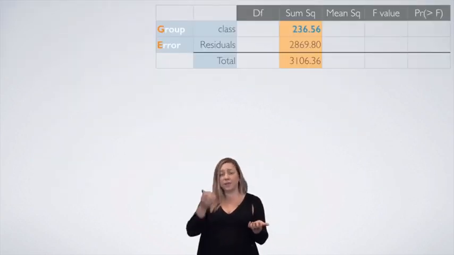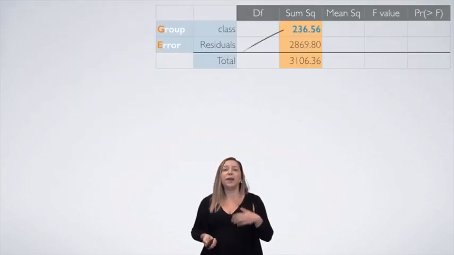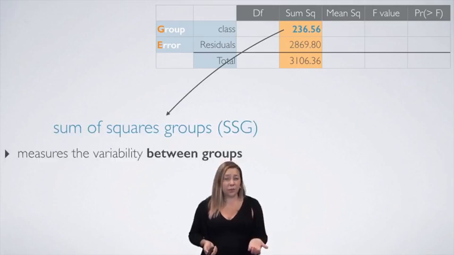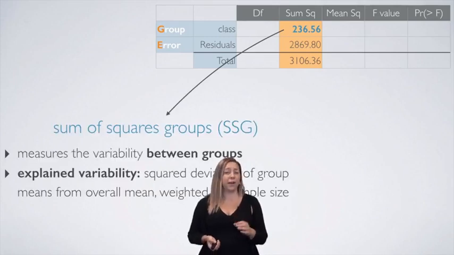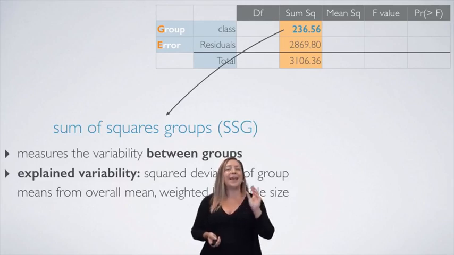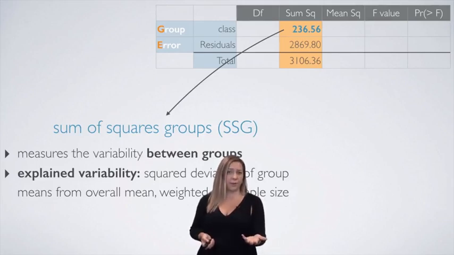Next, let's talk about the sum of squares group, SSG. This value measures the variability between groups and can be thought of as the variability in the response variable explained by the explanatory variable in the analysis.